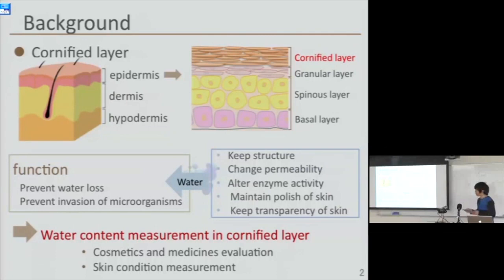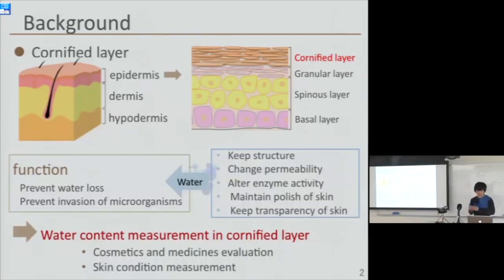The water in the cornified layer also has important functions. It keeps the structure of the cornified layer, it changes the permeability of skin, and it alters enzyme activity in the cornified layer. It maintains the polish of skin, and it keeps the transparency of skin.